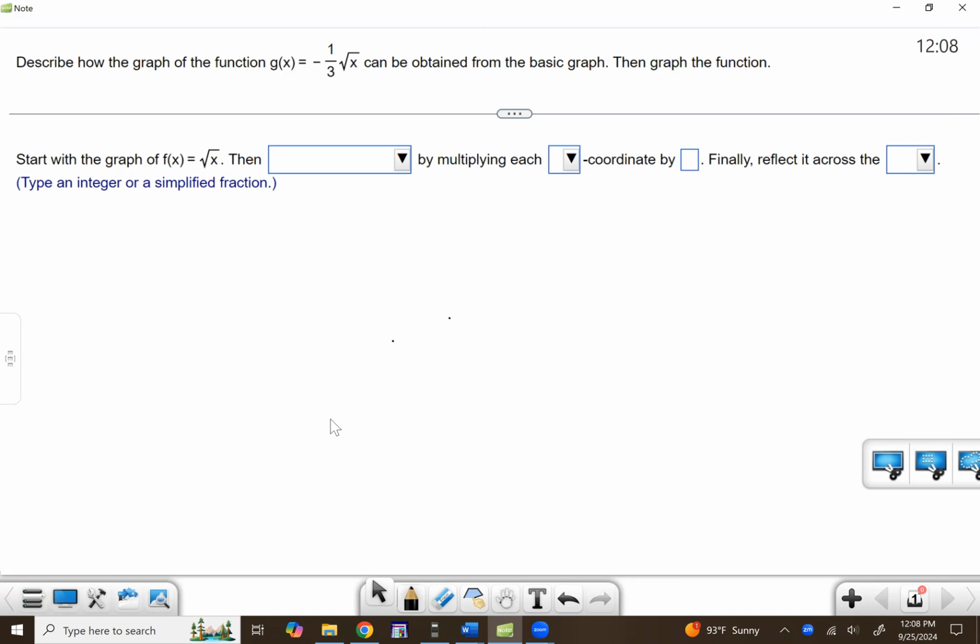All right, you guys, let's take a look at number 3. So we have this function, just write it down here. Okay. And the parent function would just be the square root of x. So we want to say, okay, how is this negative 1/3 going to change the parent function? Okay, so let's piece it out.